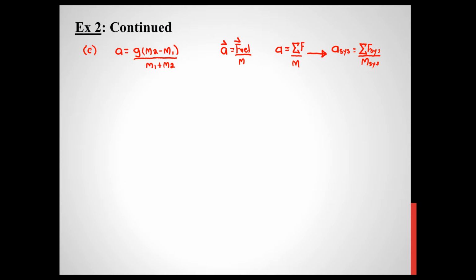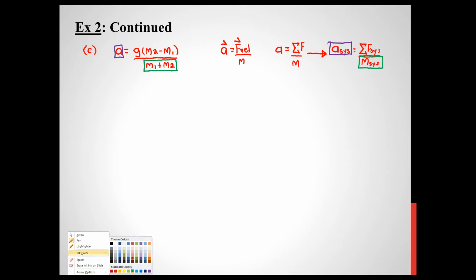Now, I want to draw a comparison between these two equations. In this equation we have a system acceleration, and we have this system acceleration as well. Because the equations are now in the exact same format, we have this denominator right here, m1 plus m2. It turns out that is the mass of the system. The mass of the system is just m1 plus m2. So what's the net force on the system? The net force on the system is the numerator of this equation.